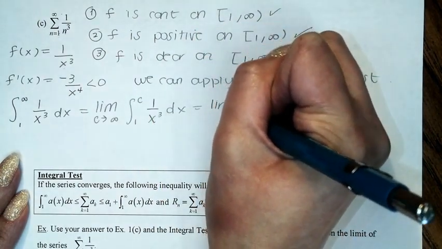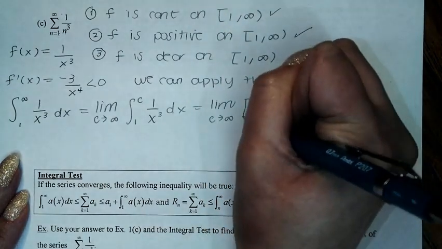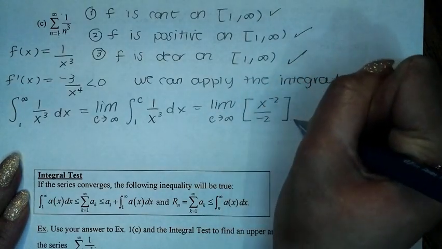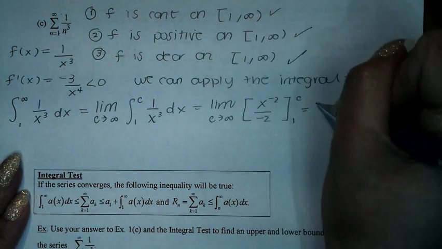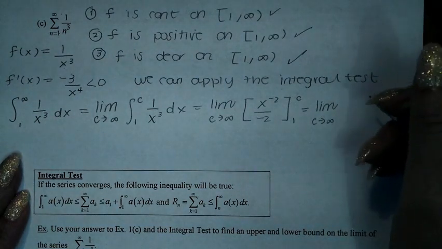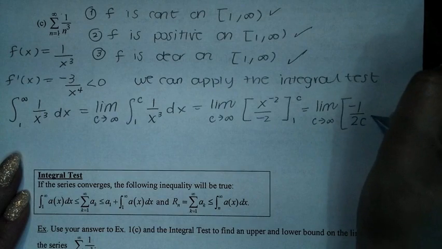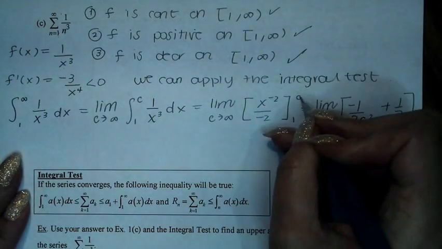So you have that this is going to be the limit when c approaches infinity. And then you know that that is going to be x to the power of negative 2 divided by negative 2, evaluated from 1 to c. Okay? So rearranging this with your super algebra 2 skills, what do you have here? What we have is negative 1 divided by 2c squared plus 1/2. Do you agree with that when I plug the 1 here and when I plug the c?